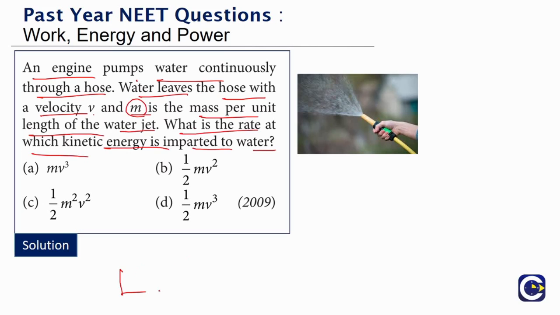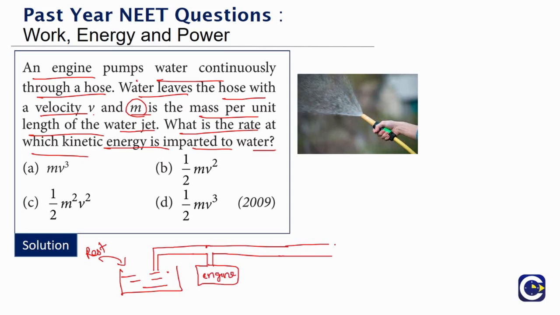If you look at it, we usually take this water from a vessel or a container where the water will be initially at rest. We put this pipe, which will be connected to the engine. The engine will be pumping the water into the pipe. This is how the water will come out of the pipe. It is coming out with a velocity v. Now we need to find the kinetic energy imparted to the water. How is the water able to gain the kinetic energy? Because of the engine.